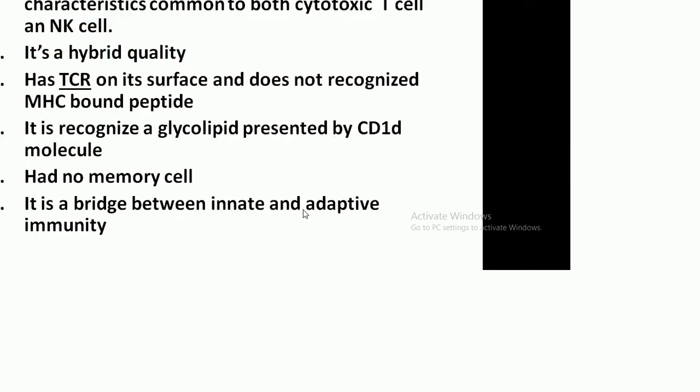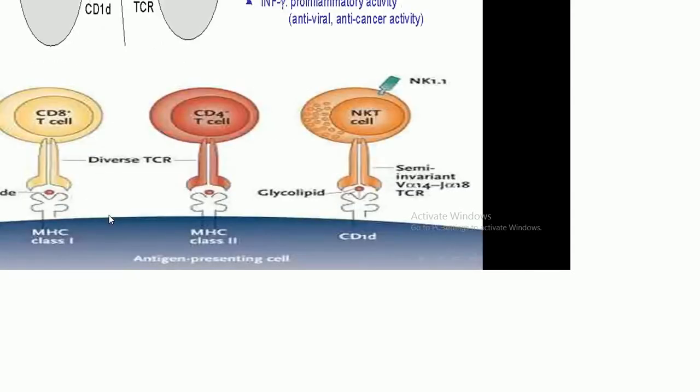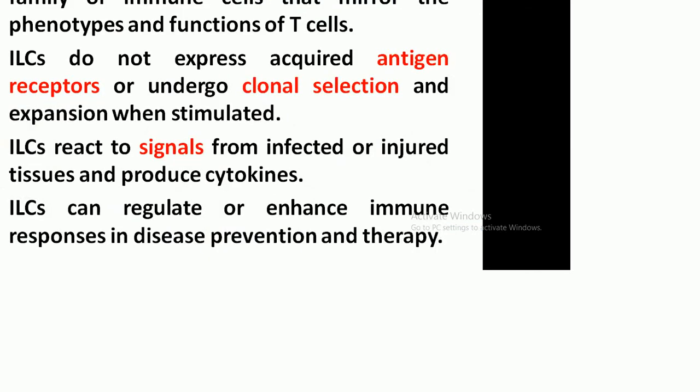And the other immune cells, NKT cells, a third type of cells, have been identified with characteristics in common with both cytotoxic T cells and NK cells. It's a hybrid cell, has T cell receptors. It recognizes glycolipid presented by CD1. The molecule has no memory cells. It's a bridge between innate and adaptive immunity. And this figure shows us the activation of NKT cells by the glycolipid presented on CD1.